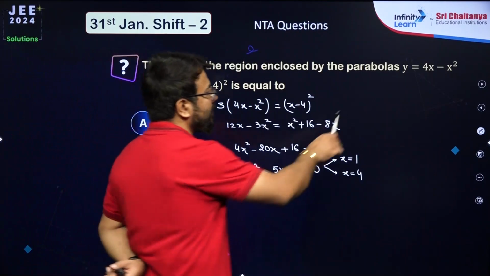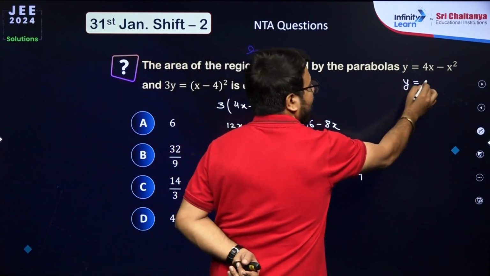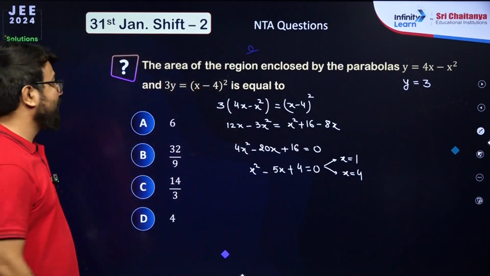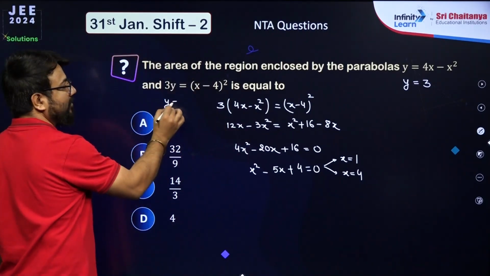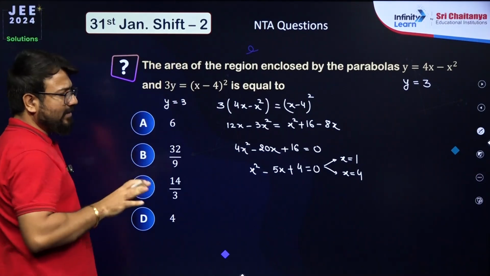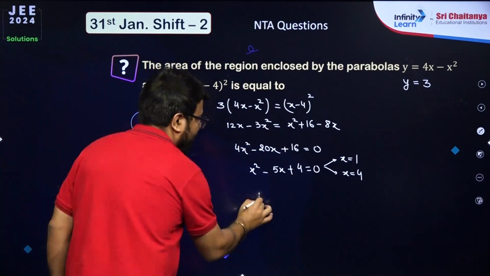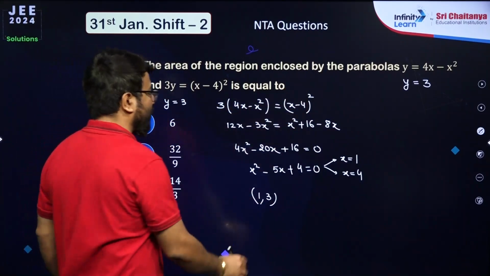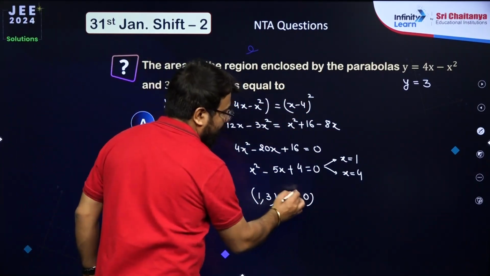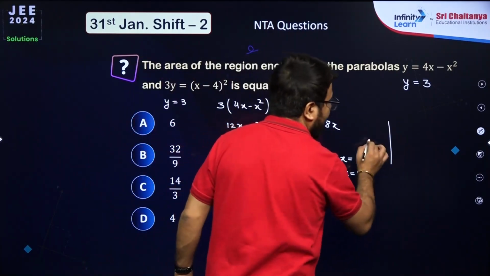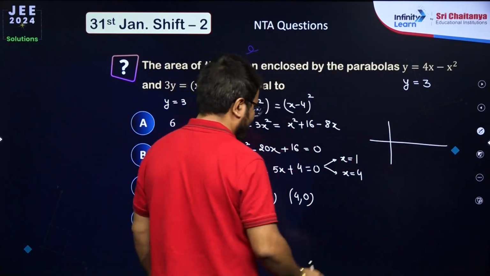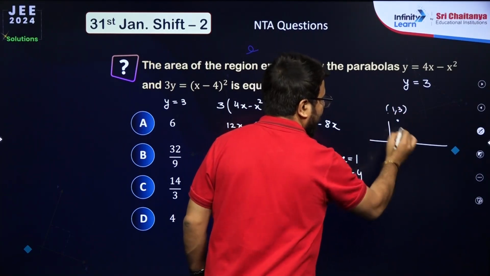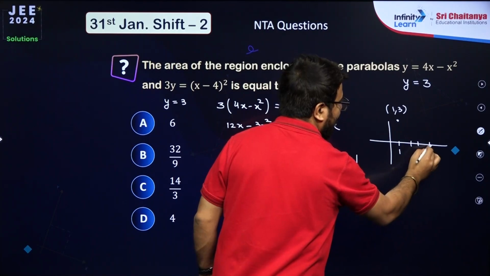If I substitute x equals 1 over here, y will be 3, and if I substitute x equals 1 over here, the value of y will be 3 here as well. So the point will be (1, 3). Other, if I substitute 4 over here, the y coordinate will be 0. This way the two curves will be meeting together. One is the point (1, 3), which will lie somewhere here, and (4, 0) will lie somewhere here.